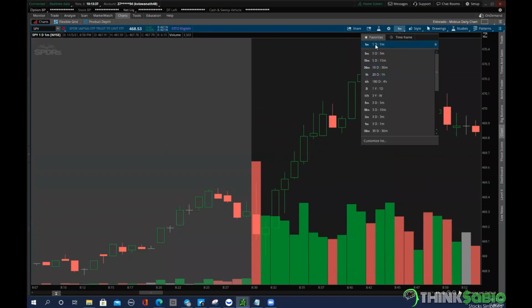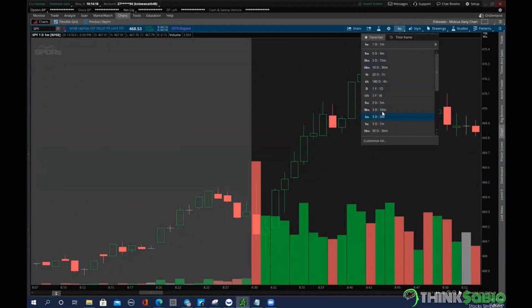So if I say 1D, 1M, that means 1 day, 1 minute. That means each candlestick is 1 minute, and you see candlesticks for 1 day here, right? If you go down, what you see here is 5 days, 5 minutes. What does that mean? You will see a whole time frame of 5 days with each candlestick representing 5 minutes. If you go down, you see 5 days, 15 minutes. That means you see a range of 5 days, each candlestick representing 15 minutes. 10 days, 30 minutes, 20 days, 1 hour.